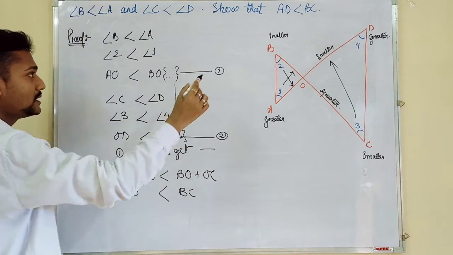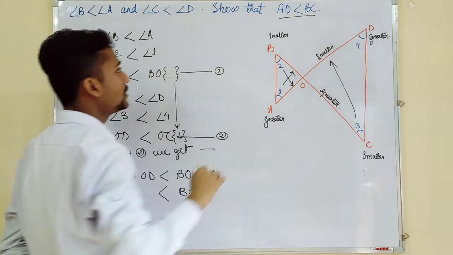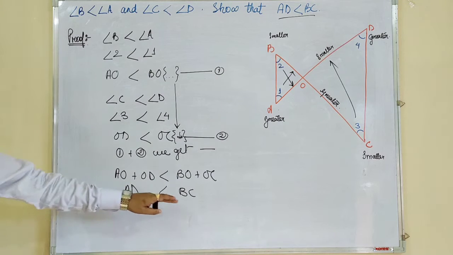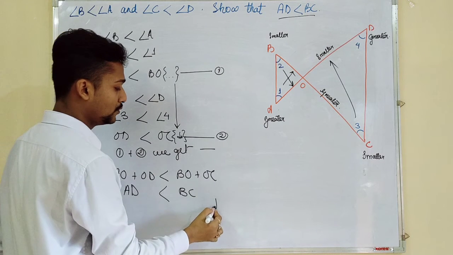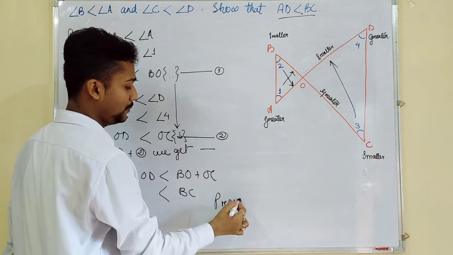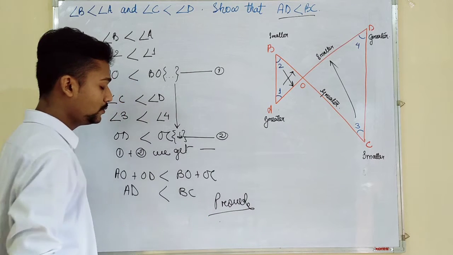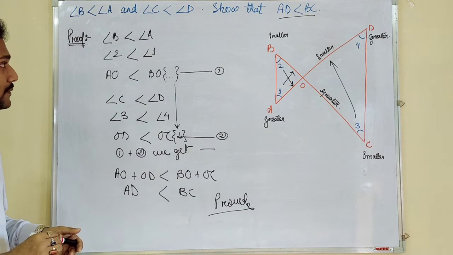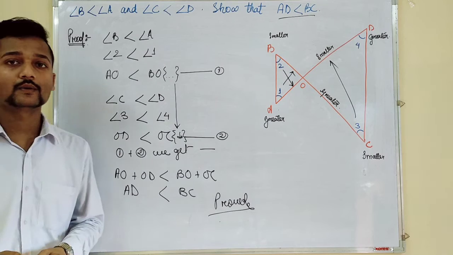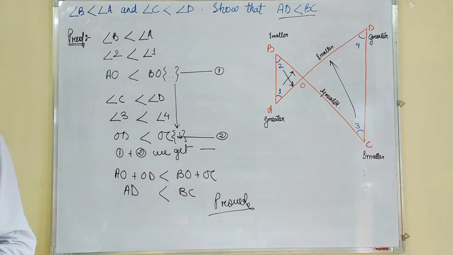So what was given in the question? AD is smaller than BC, you need to prove. AD is smaller than BC, we have already proved. I hope you have understood till this much. So if you want, you can quickly note it down and then we are going to move on to the next particular part. So be quick.